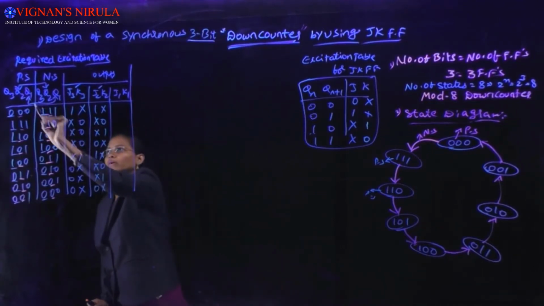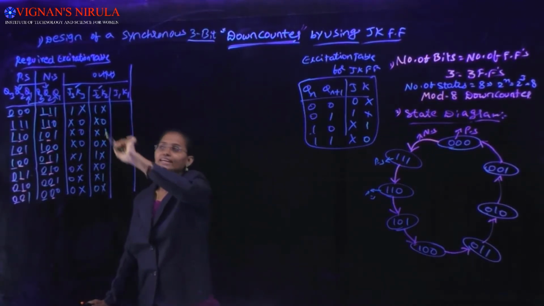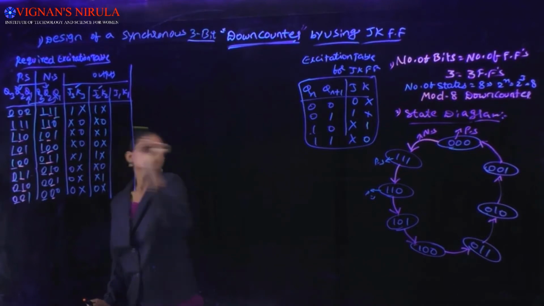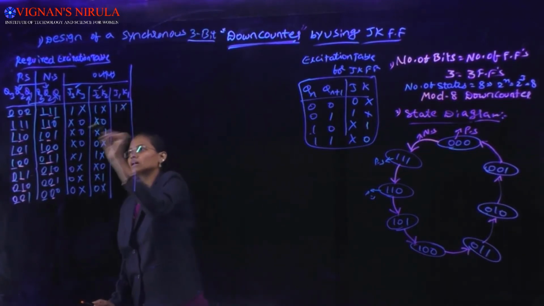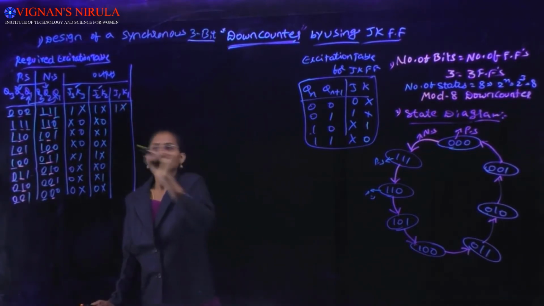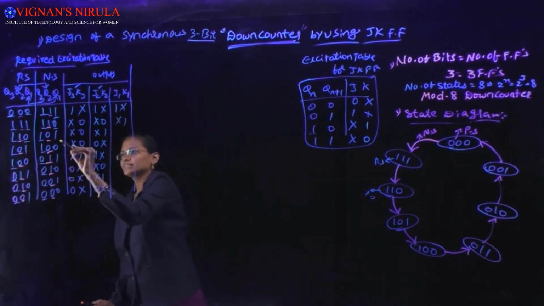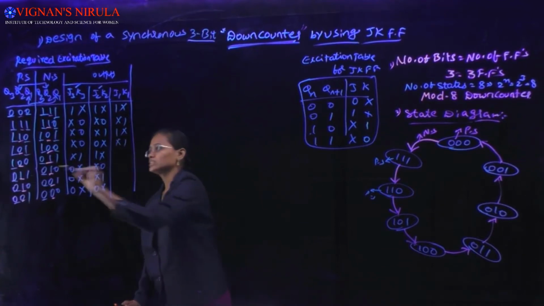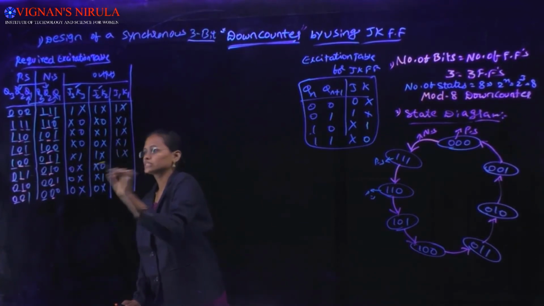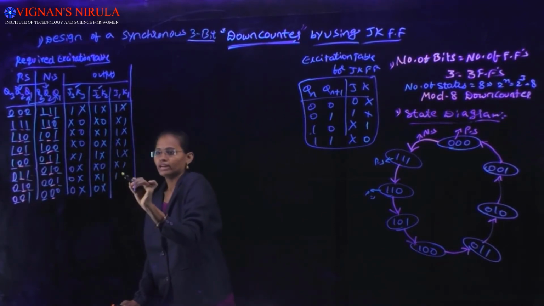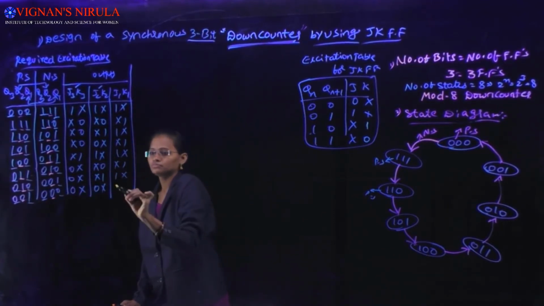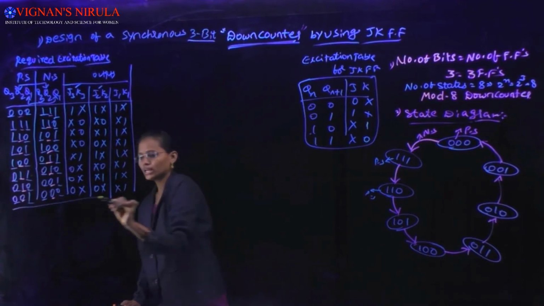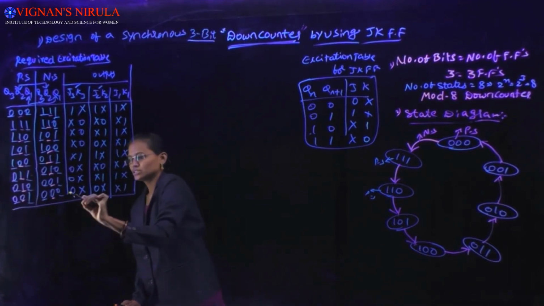Next, the J1 K1 outputs. Observe the Q1 present state and Q1 next state. 0 to 1 gives 1x, 1 to 0 gives x1, and this alternates: 0 to 1 gives 1x, 1 to 0 gives x1. This is the required excitation table.